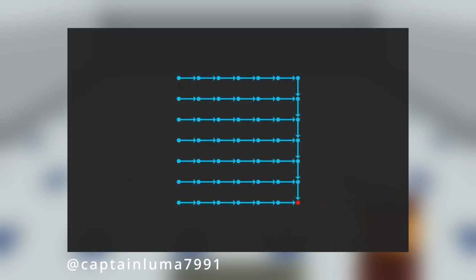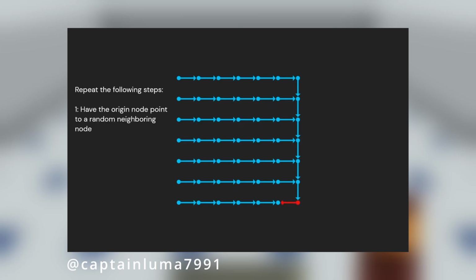A few months ago, YouTuber Captain Luma released a video going over a new algorithm they had developed while trying to implement the Aldous Broder algorithm in Minecraft. This algorithm, now called Origin Shift, had some tweaks that made it work much better in Minecraft. After seeing that video, I wanted to develop my own algorithm that was tailor-made for redstone.